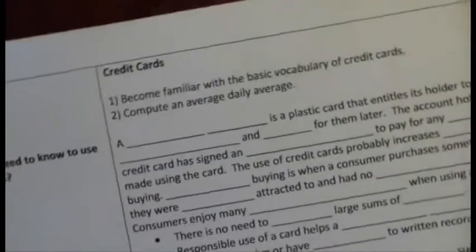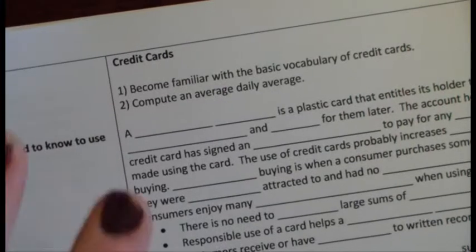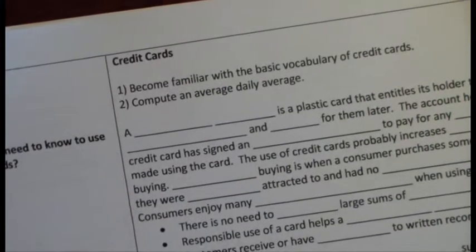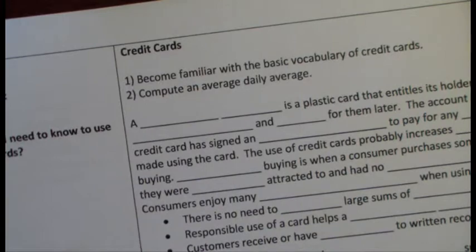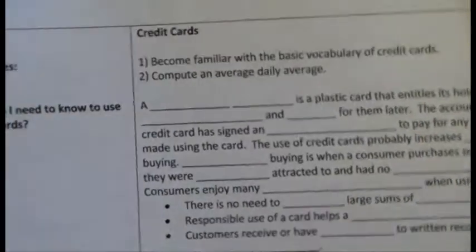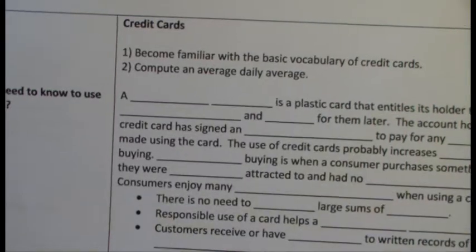All right, these are the notes for section 4 of chapter 4 in the financial algebra textbook. Credit cards. Objective 1 is to become familiar with the basic vocabulary of credit cards, and objective 2 is to compute an average daily balance.